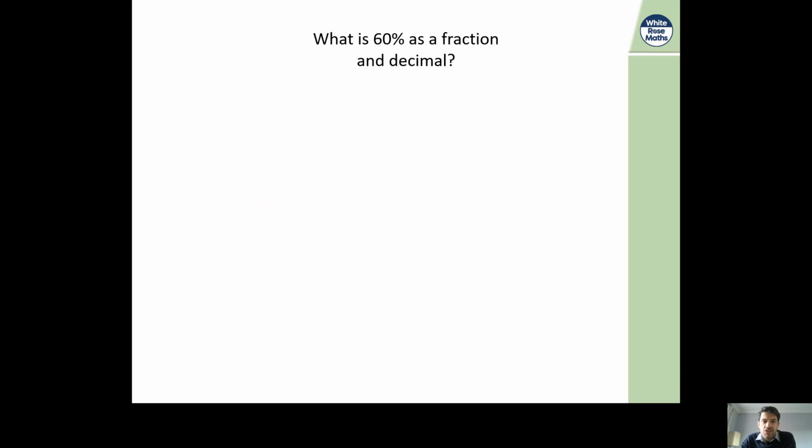What is 60% as a fraction? 60%. And then what is it as a decimal? You can either simplify first, or you can just do 60 divided by 100. Percent means out of 100, which can be simplified to 6/10, which can be simplified to 3/5.